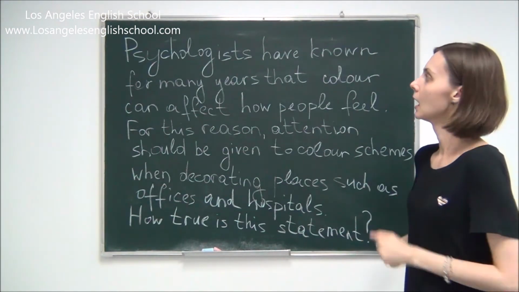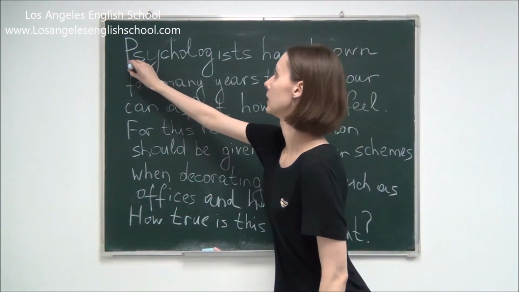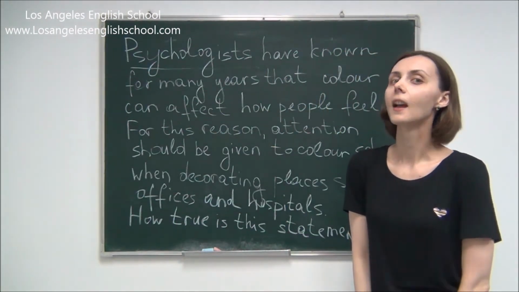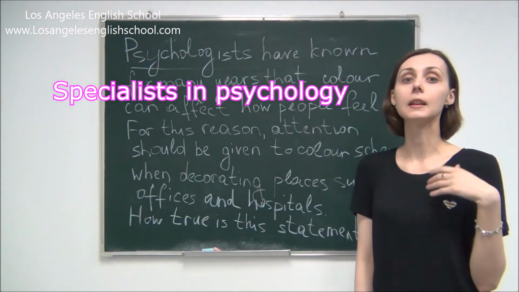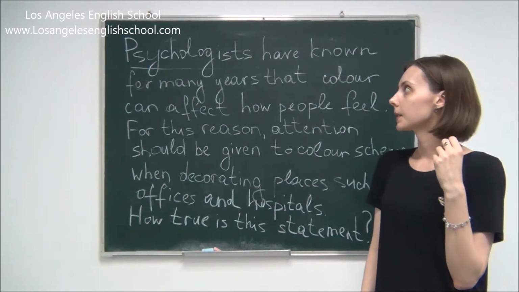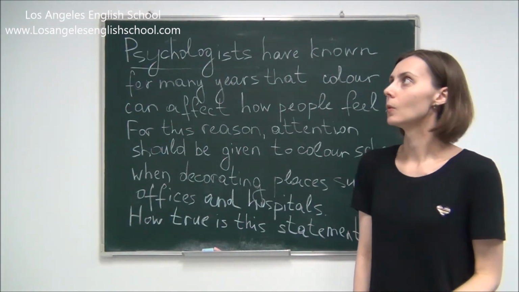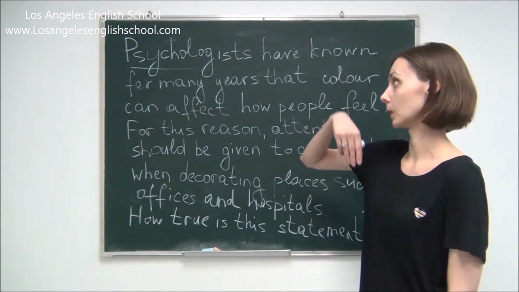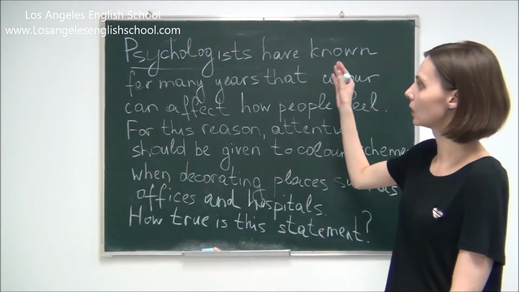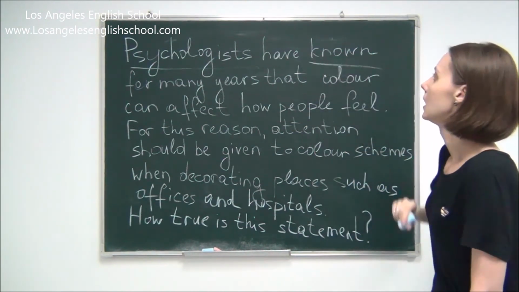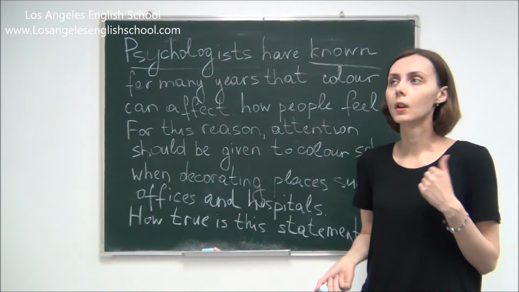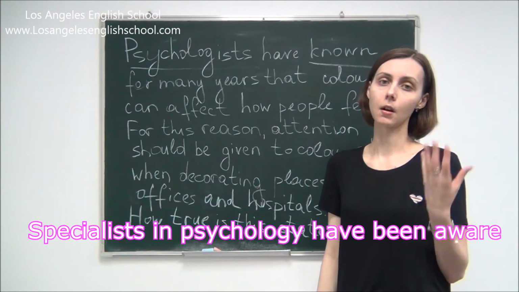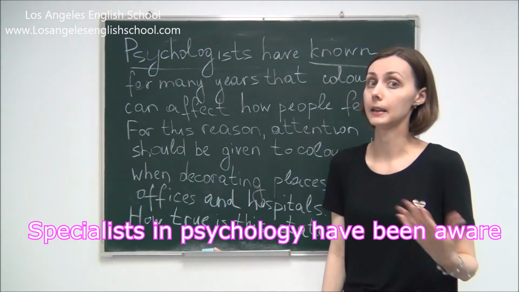For example, you start with psychologists. How can you change the word psychologists? For example, you can say specialists in psychology, or you can say scientists, or you can say psychological studies show, instead of using the word psychologists. The next, have known for many years. What can you use instead of know? We can say to be aware. For example, we can say specialists in psychology have been aware for many years.